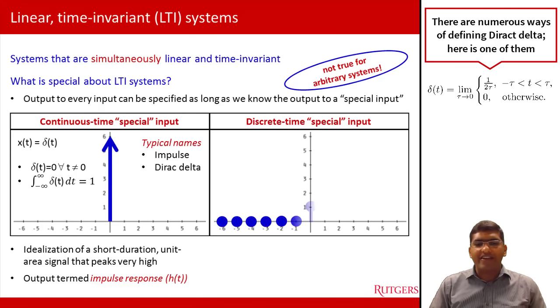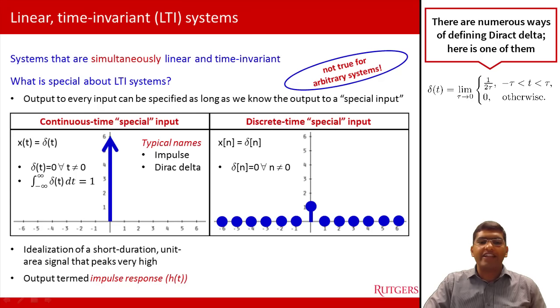Now for discrete time, the special input looks like this. It's called x[n] equal to delta[n], and it's completely defined. Delta[n] is defined to be 0 for n not equal to 0. And in the discrete case, it is defined to be 1 for n equals 0. Earlier I said n equals 1, which is a typo. Delta[n] equals 1 for n equals 0.